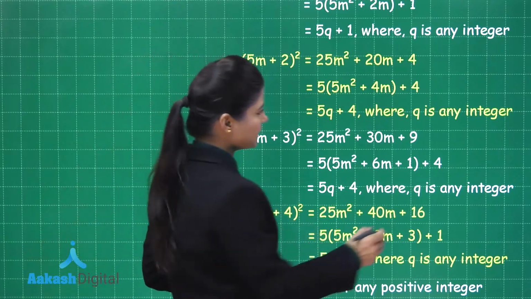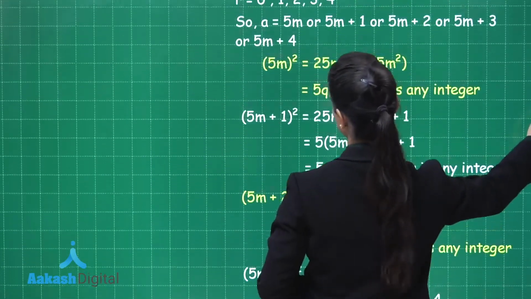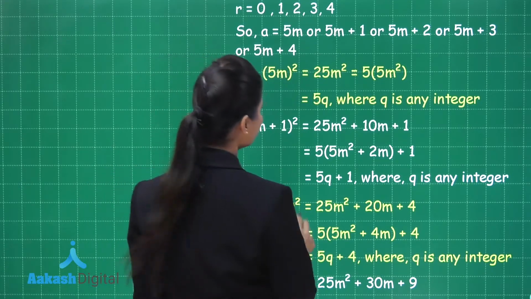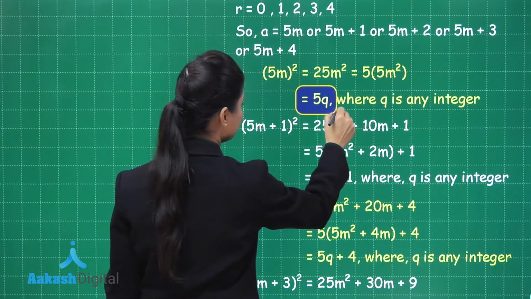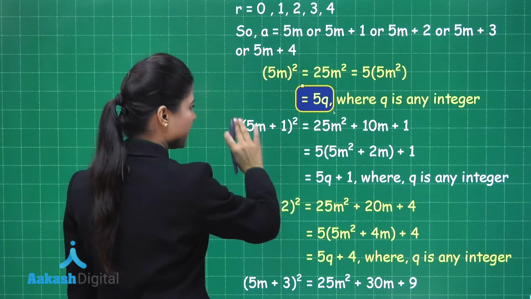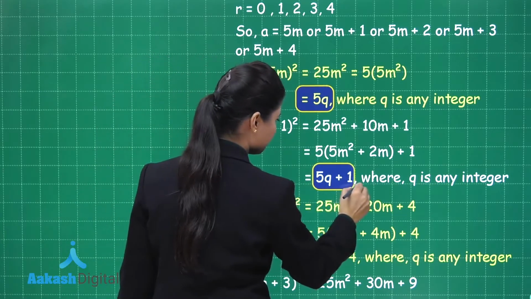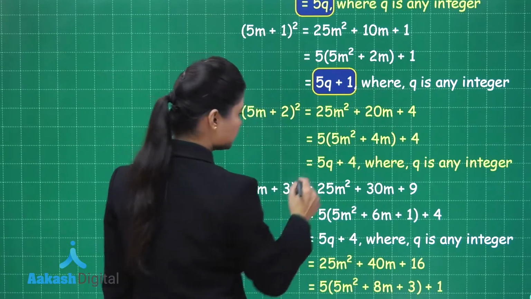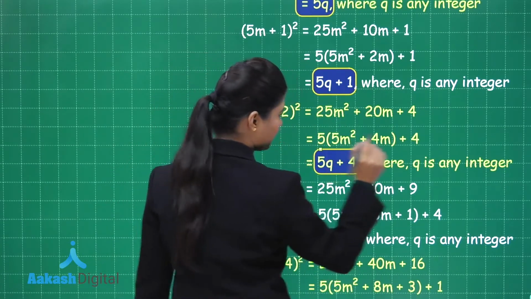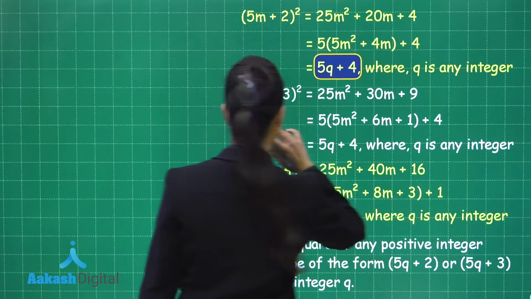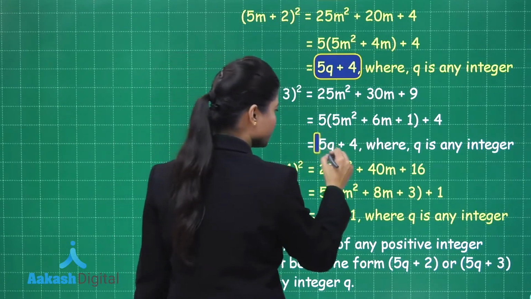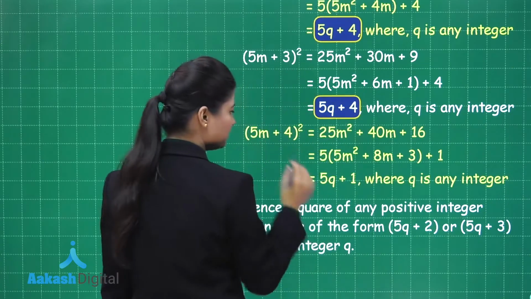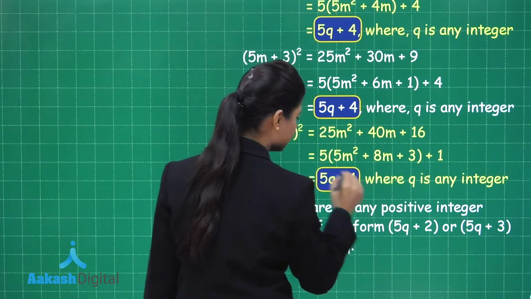So in all of these, we have seen here when a was 5m, in that case it was represented in the form of 5q, and when a was 5m plus 1, it was represented in the form of 5q plus 1. When it was 5m plus 2, its square was represented as 5q plus 4. When a was 5m plus 3, its square was again represented as 5q plus 4. And when a is 5m plus 4, its square is represented as 5q plus 1.